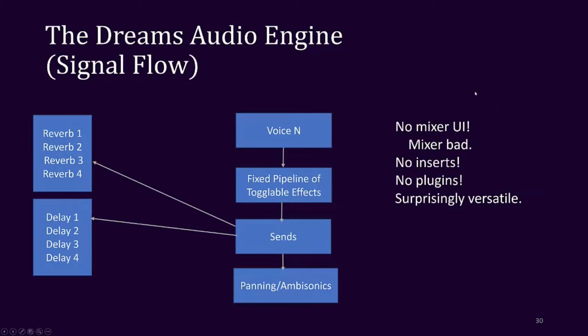And interestingly, our signal flow is quite unusual for an audio workstation, because normally in a workstation you have a mixer and inserts and stuff. But we have a fixed pipeline where voices always go through these effects, which you can toggle on and off. We have sends to 4 reverbs, which are IR reverbs, and 4 delays, which are just there in the sky somewhere. We also send out to panning and ambisonics for each voice. I guess that's done at the track level in the end. But interestingly, we don't have a mixer UI anywhere in the game.